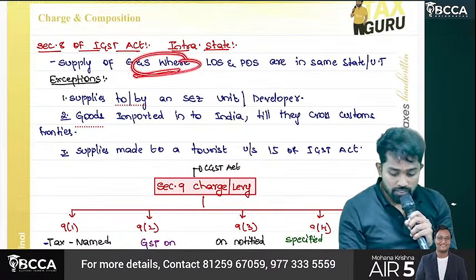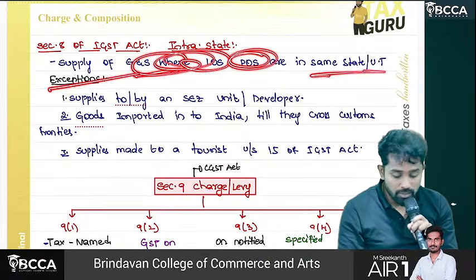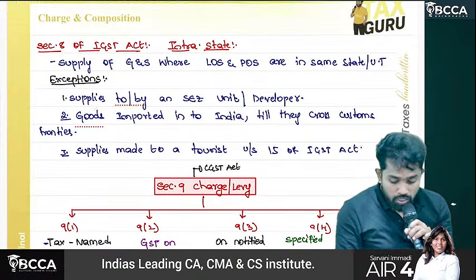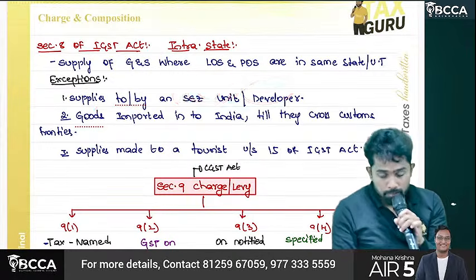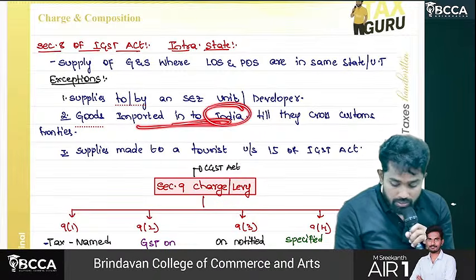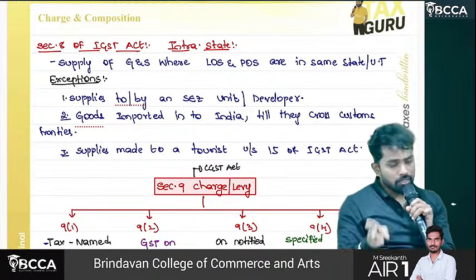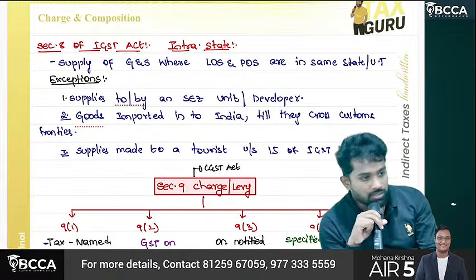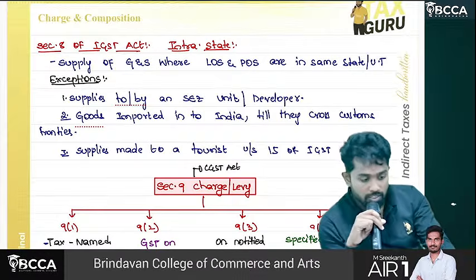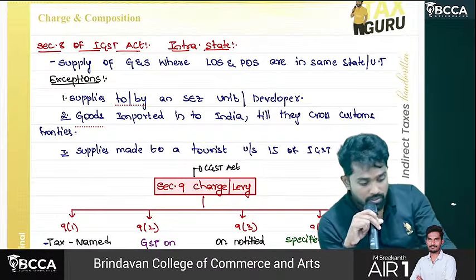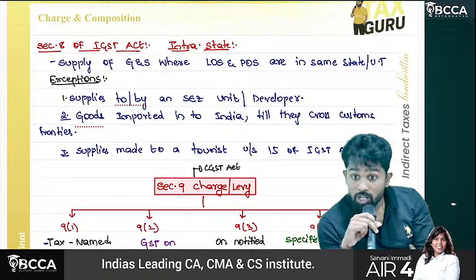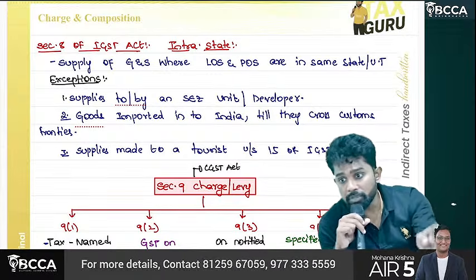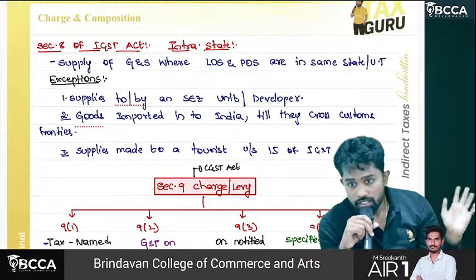Then intrastate supply, sir: supply of goods and services where LOS and POS are in the same state or same union territory. Then there are supplies to or by an SEZ unit or developer, and goods imported into India till they cross the customs frontier. Okay. Sir, both LOS and POS are in the same state, then what? Intrastate. Sir, now the SEZ is also within the same state. Even though they are geographically within the same state, if you make any supplies to an SEZ, it has to be treated as what? Interstate only, not intrastate.